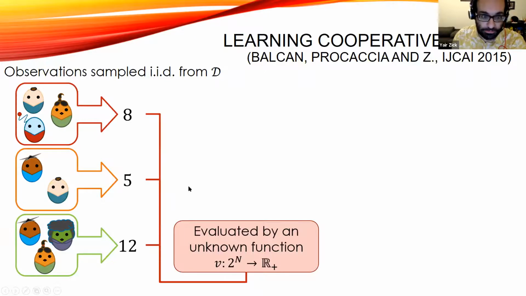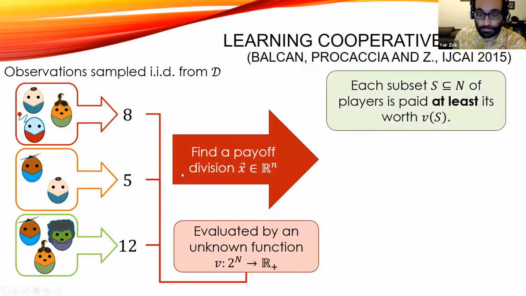What do you want? What is your solution here? You want to find a division x, just a vector, where xi is the amount of money that you're giving to player i, such that, and this is the guarantee of the solution, the original guarantee from the game theoretic literature, each coalition is paid at least its value, v of S. So the total amount of money that you pay each set of players is worth at least its value.